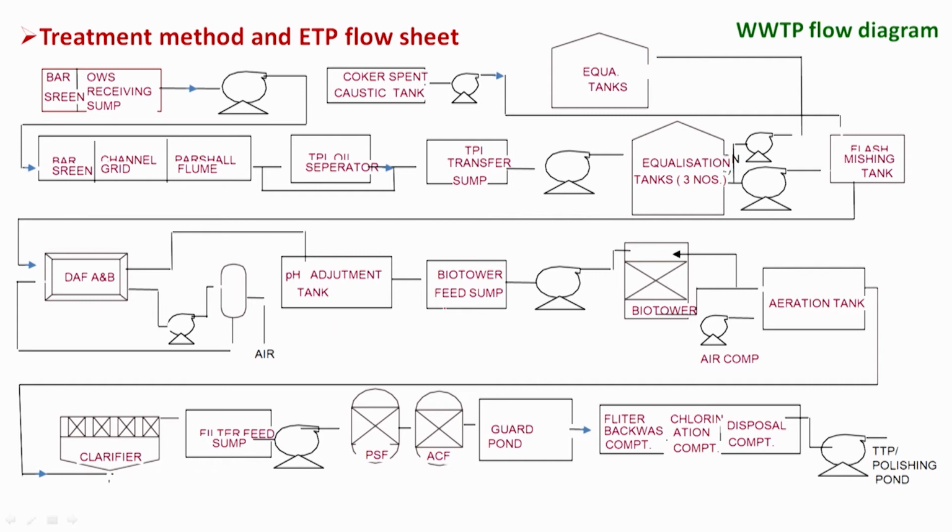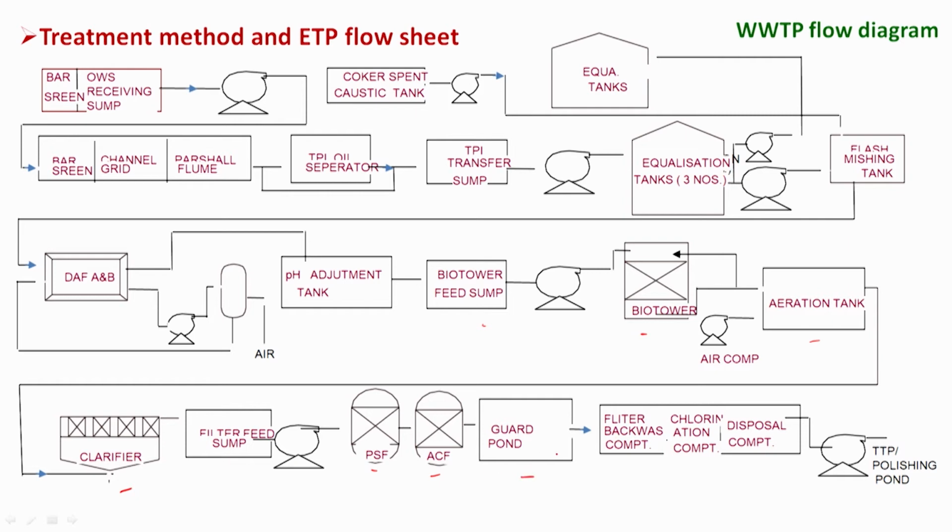From this it goes to the pH adjustment tank and then the bio tower. So, up to this we have primary treatment, and then secondary treatment: feed pump and then bio tower. Then again, to ensure further degradation, the aeration tank is also used, and after that it goes to the clarifier. So, sludge will be collected as secondary sludge and then the filtrate goes to the filter feed pump, which sends it through the packed bed, that is the sand filter and activated carbon filter, and then the guard pond.